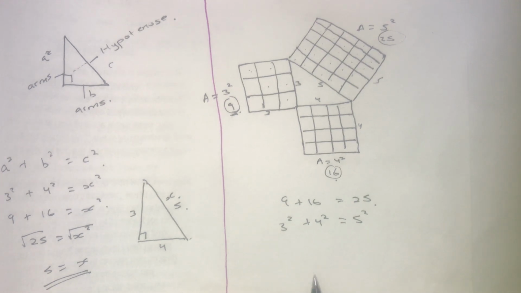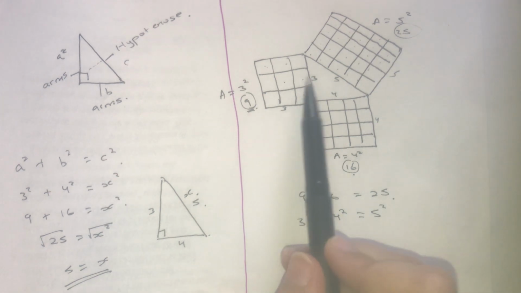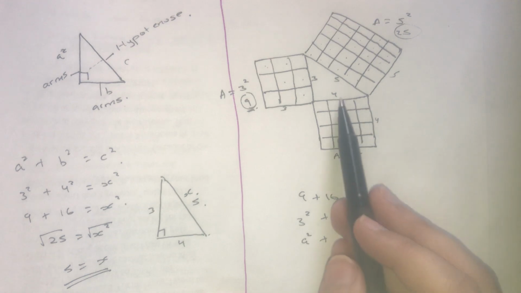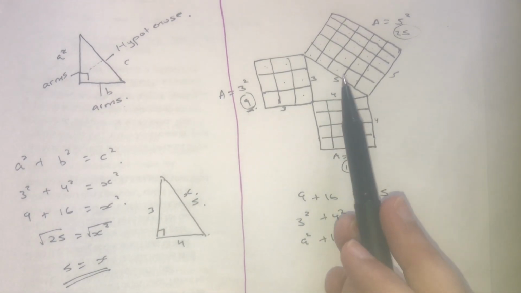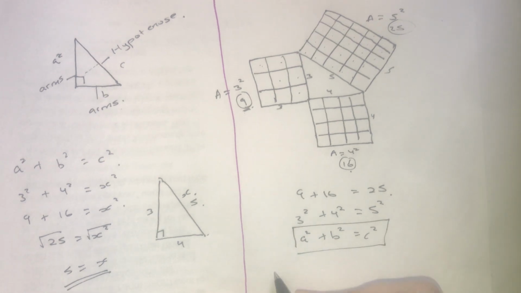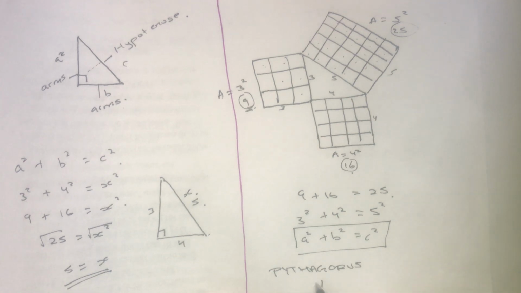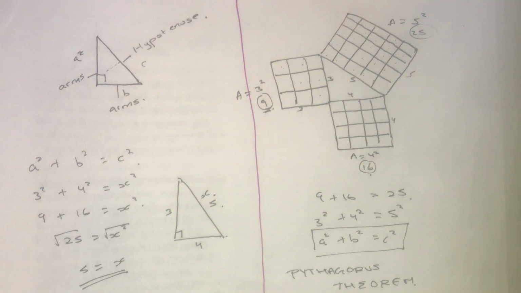Okay. And what is 3? Let's compare this triangle to this one right here. 3 is A. 4 is B. And C is 5. 5 is C. So let's resubstitute it, and now you get the Pythagoras theorem. Okay. So that's how the law came up. You used the concept of areas.